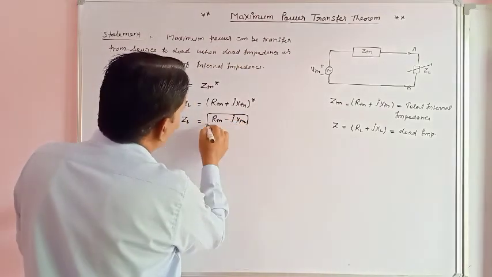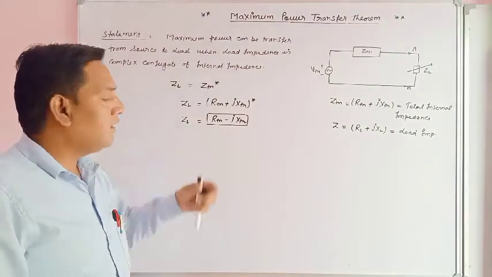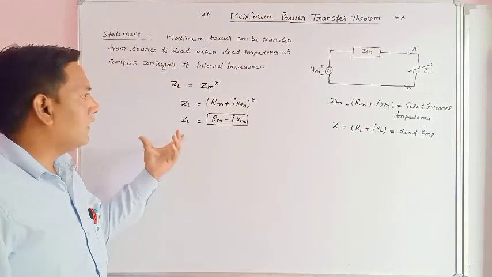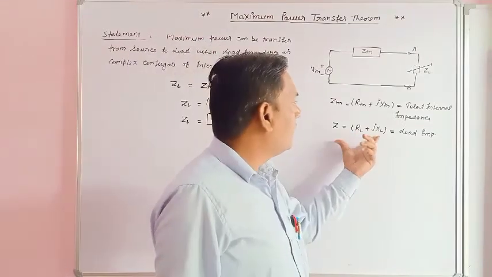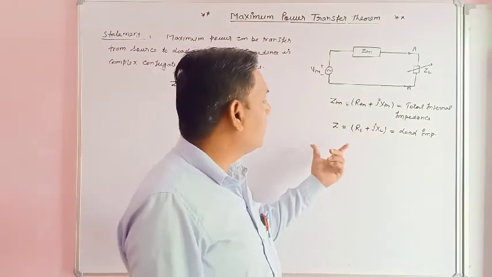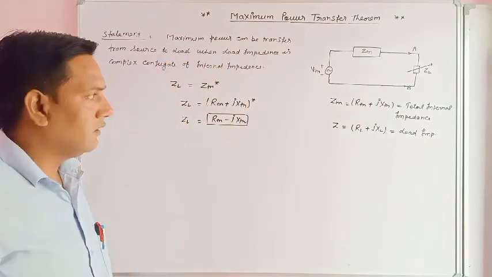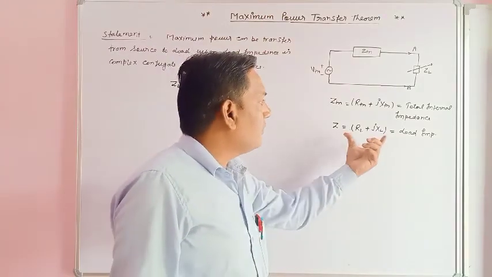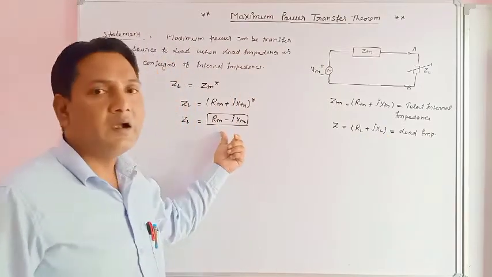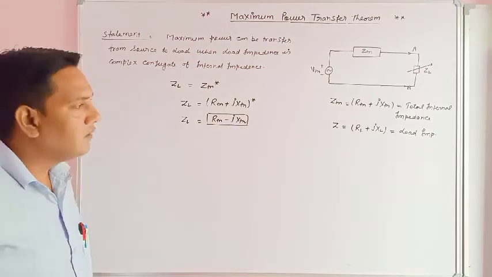Dear students, what is the physical interpretation, the physical significance here, that ZL is equal to RTH minus j XTH? The physical interpretation is that if the load impedance is an inductive circuit, load is inductive, because you can see here the reactance is positive, it denotes an inductive circuit. So according to the statement, if the load is inductive, then the internal impedance should be capacitive, because the reactance is negative. So this is the physical interpretation.